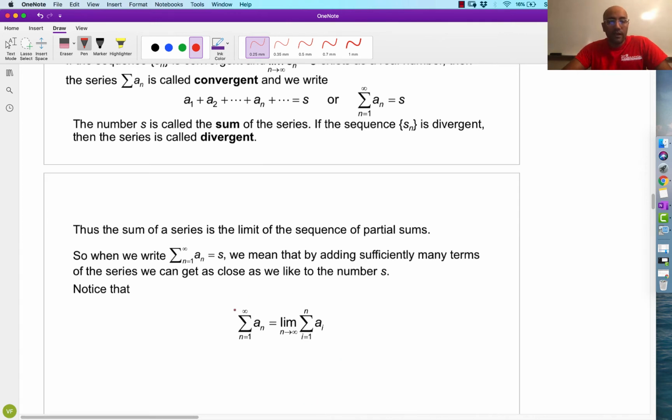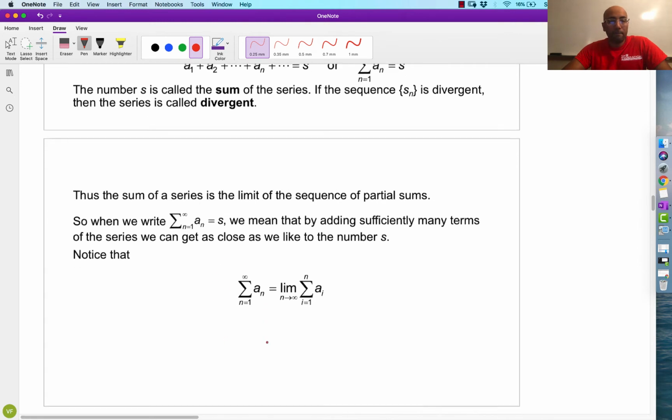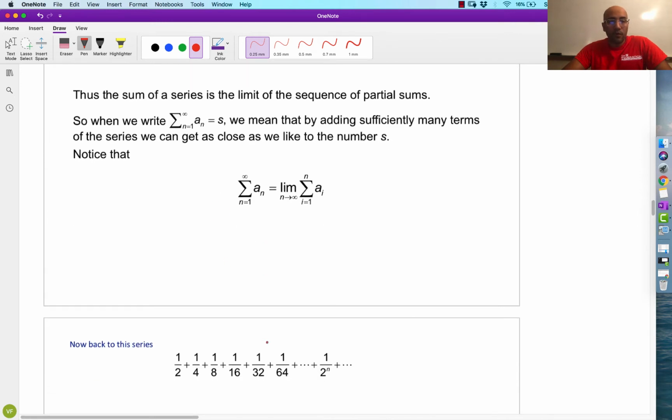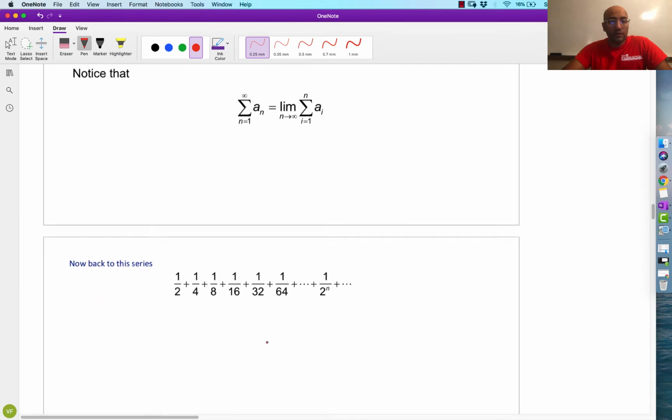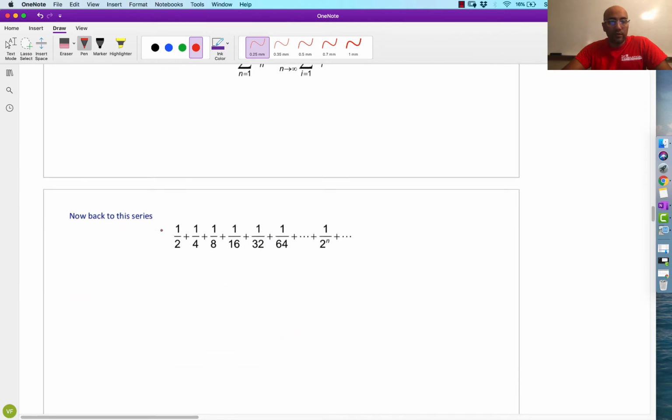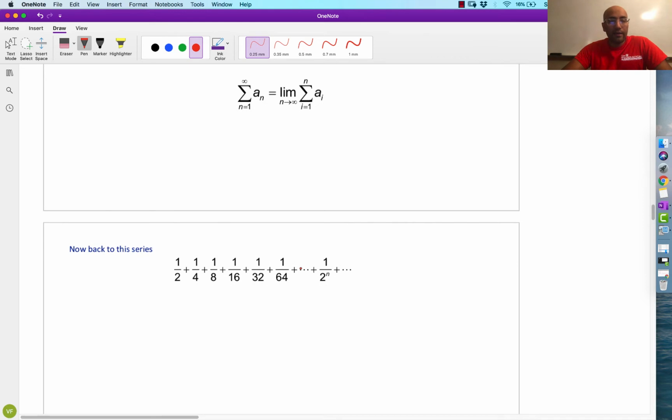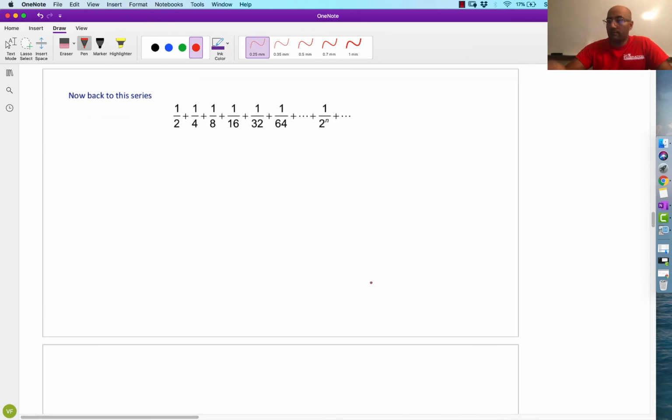Right? Notice that this is equal to this. So here we stop at n and then apply a limit. The limit as n goes to infinity of the sum of a sub i as i goes from 1 to n is the same thing as this notation. Okay? All right, so now armed with all this new knowledge, let's get back to this one and reapply all this new notation and ideas.